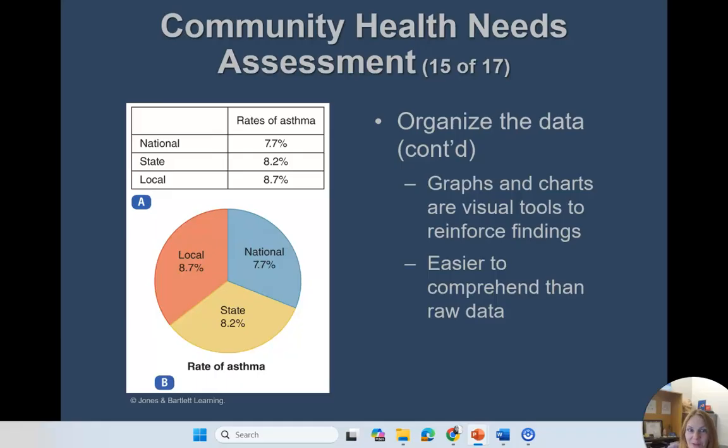Visuals matter. Keep in mind, people love visuals. Charts and graphs are far easier for your stakeholders to digest than the raw data and bullet points. If you're ever writing a grant, trust me, pictures are going to tell the story. Make sure you are including these visuals.